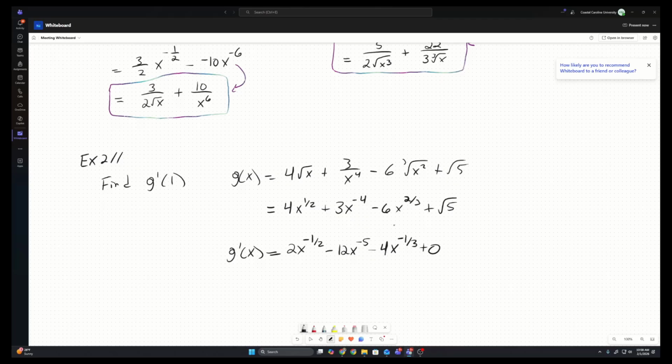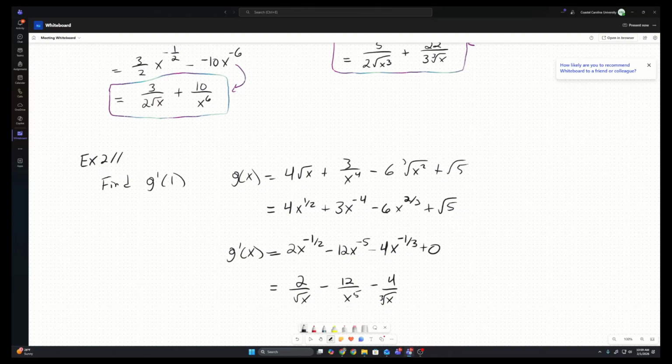Now here's the deal. Don't bother trying to rewrite this into this form. You don't have to. You could. It might make your life a little bit easier, but you could technically just plug in 1 into your calculator and do this and be fine. But if you really want to be fancy, let's say you did it anyways, you get 2 over the square root of x, minus 12 over x to the 5th, minus 4 over the cube root of x.